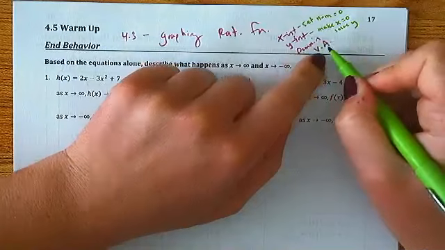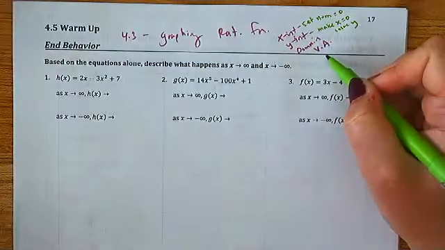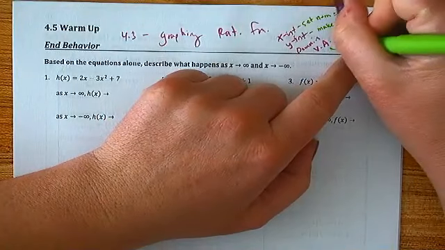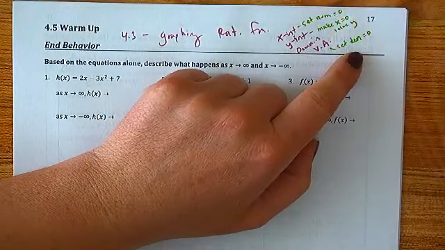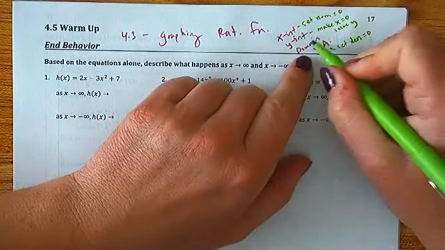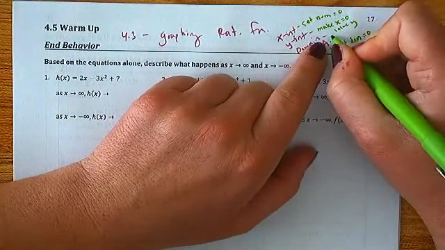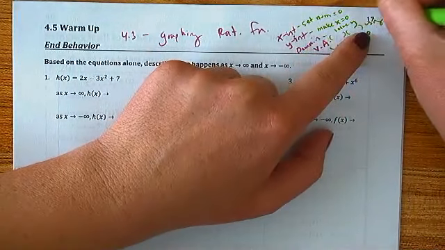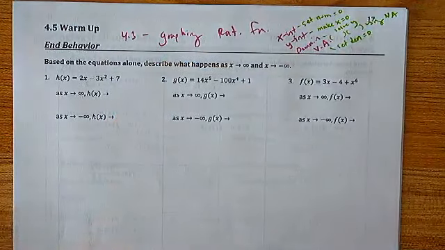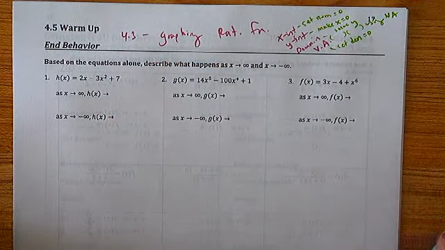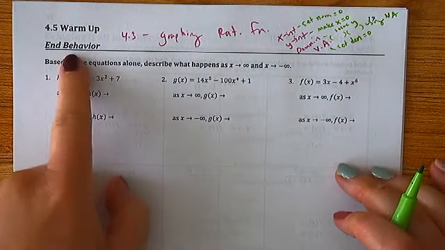The domain, we actually like to do the vertical asymptotes first, so find those. So to find the vertical asymptotes, you set the denominator equal to 0 and you solve for x. And then the domain works off of that, so you write it in interval notation using the vertical asymptotes. So that's what we learned in 4.3.